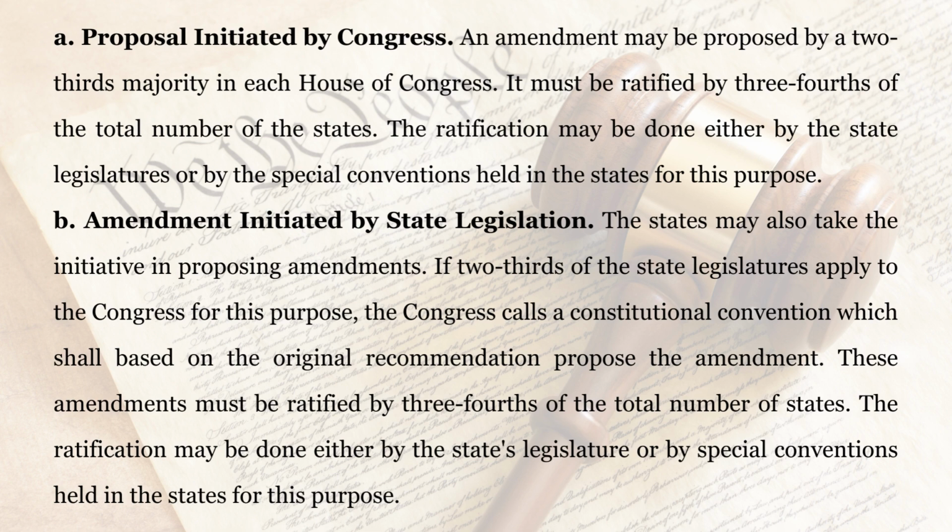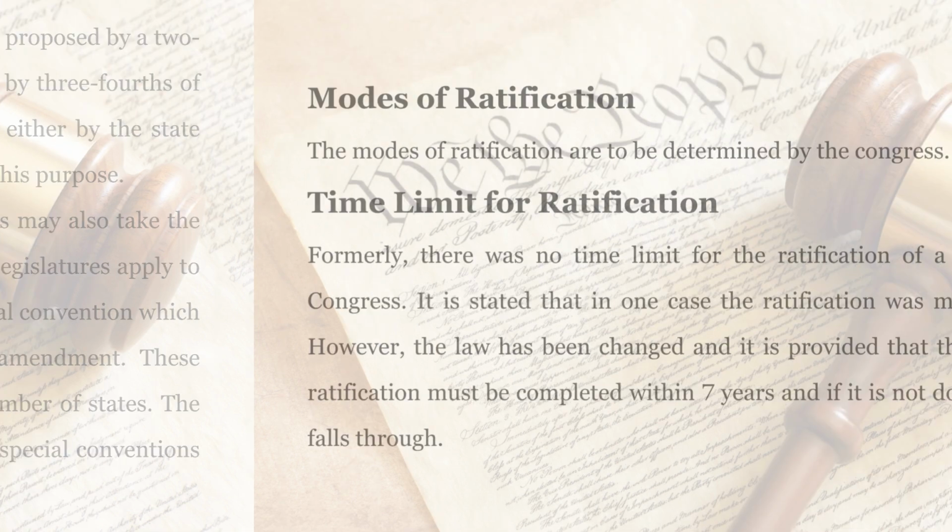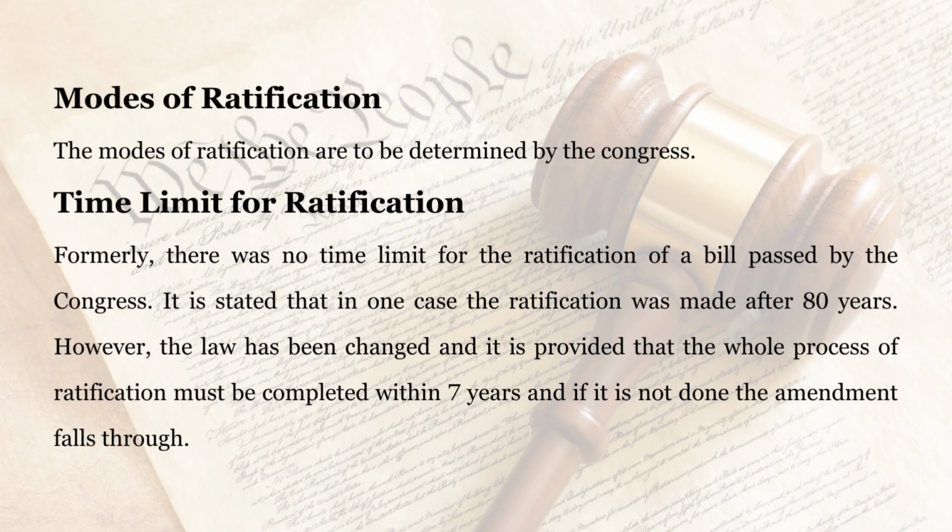B. Amendment initiated by state legislation. The states may also take the initiative in proposing amendments. If 2/3 of the state legislatures apply to the Congress for this purpose, the Congress calls a constitutional convention which shall, based on the original recommendation, propose the amendment. These amendments must be ratified by 3/4 of the total number of states. The ratification may be done either by the state's legislature or by special conventions held in the states for this purpose. Modes of ratification. The modes of ratification are to be determined by the Congress.